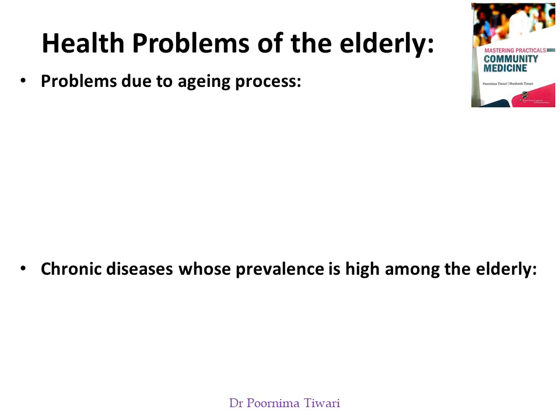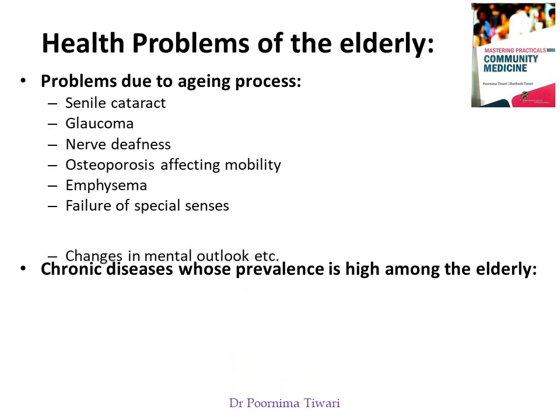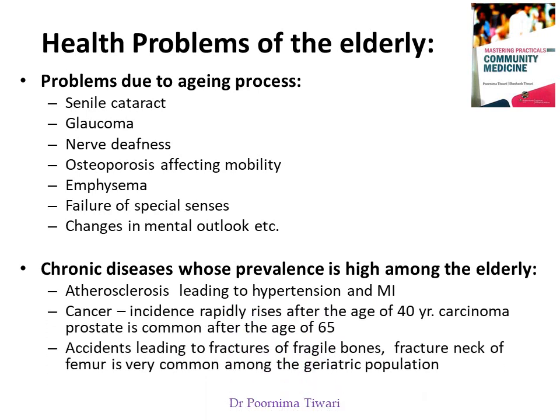The problems due to the aging process per se: senile cataract, glaucoma, nerve deafness, osteoporosis, emphysema, failure of special senses, changes in mental outlook, and others. Then chronic diseases: atherosclerosis leading to hypertension and myocardial infarction, cancer, accidents leading to fracture, especially hip fracture, diabetes mellitus, etc.